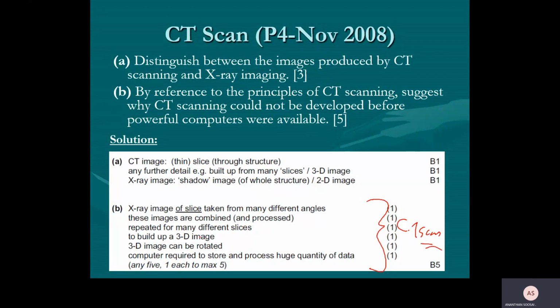And to do this, you need a powerful computer. In the early years, it was not possible, but now our computers are quite powerful, so it's possible to have a CT scan. So what is the difference between CT scan and X-ray? CT slices of image can be combined to form a 3D image. X-ray is a shadow image, a 2D image. CT scan is a 3D image, built up from slices of images.